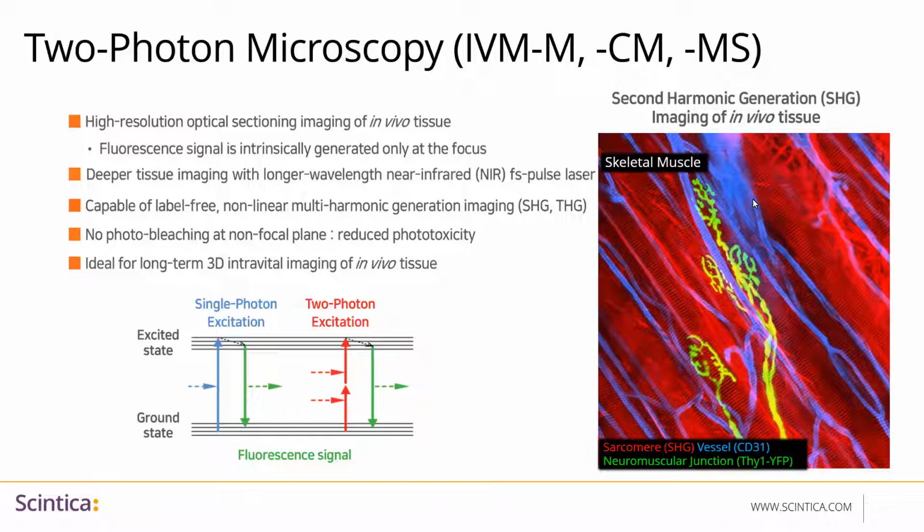And also a great feature of it is that with a 2-photon laser, the Chameleon laser, it gives you the ability for label-free imaging via second harmonic generation. This second harmonic generation is usually used to look at fibrous tissue, as it shows fibers very well. Fibrous tissue such as bone and muscle. In this example, we have imaged muscle. You will see the sarcomere visualized by second harmonic generation, and vessels are in CD31 blue, and then you will see the neuromuscular junction in yellow.